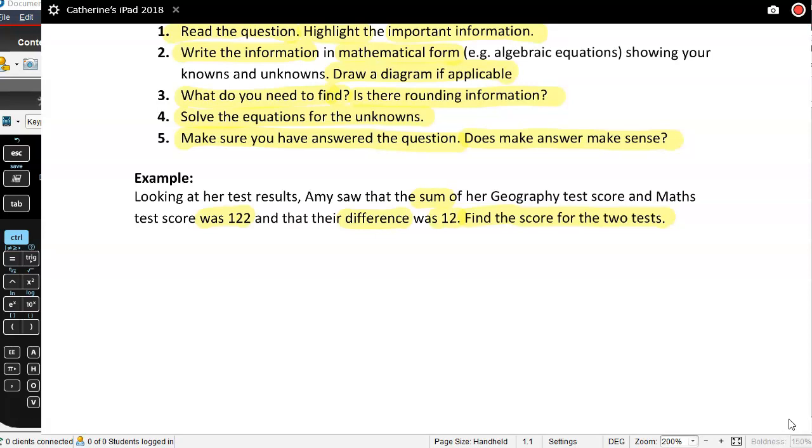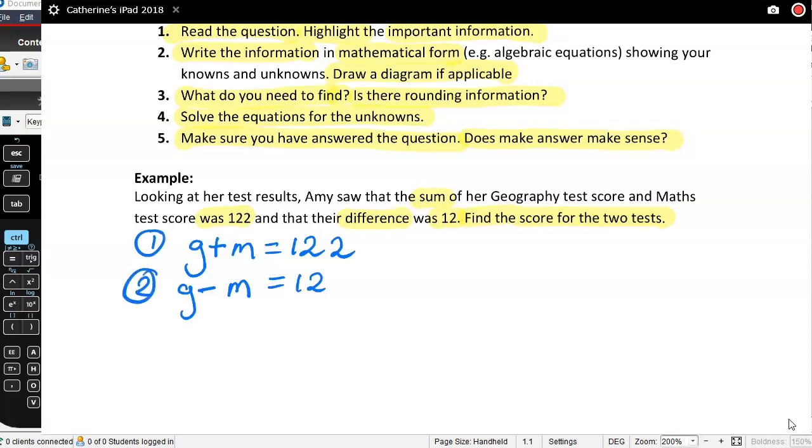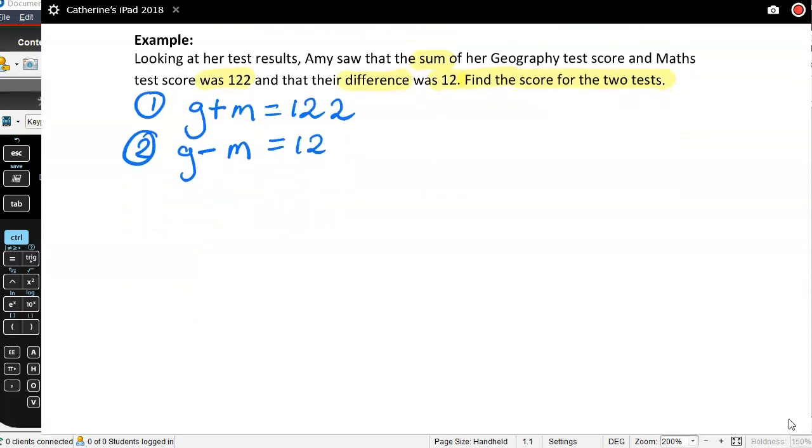Okay, so I'm going to have the sum of her geography test score and maths test score was 122. So geography plus maths equals 122. And their difference was 12. G minus M equals 12. Find the score for the 2 tests. Well, okay, now I'll look at that. That's just a nice simultaneous equations problem.